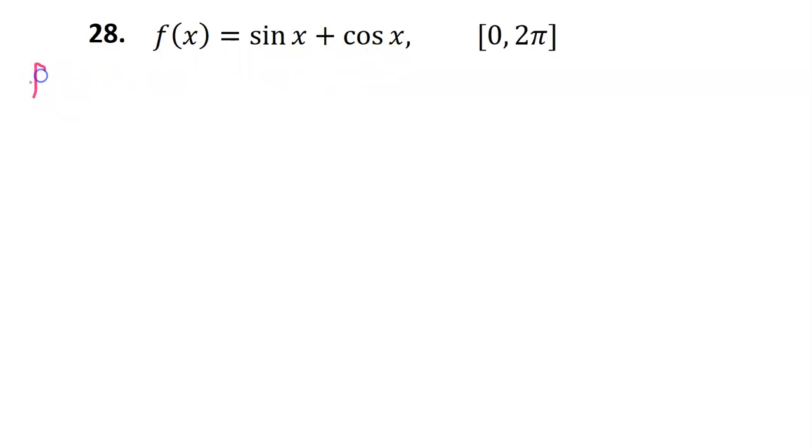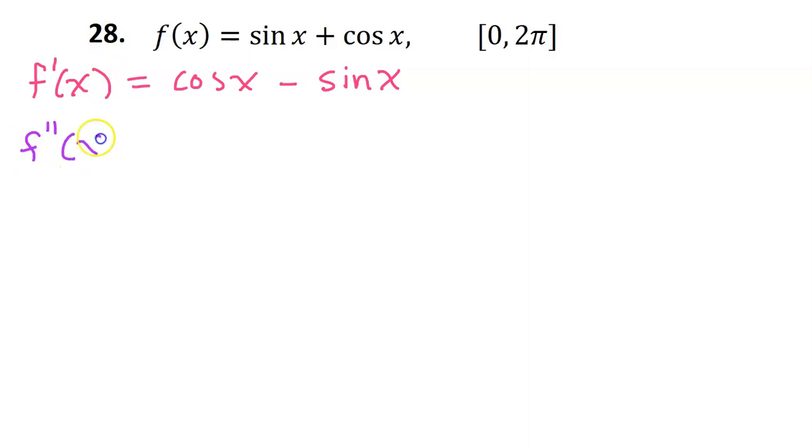We will start by finding f prime. The derivative of sine is cosine. The derivative of cosine is negative sine. So there is the first derivative. Now let's find the second derivative. The derivative of cosine is negative sine. And the derivative of sine is cosine. So this is the second derivative.